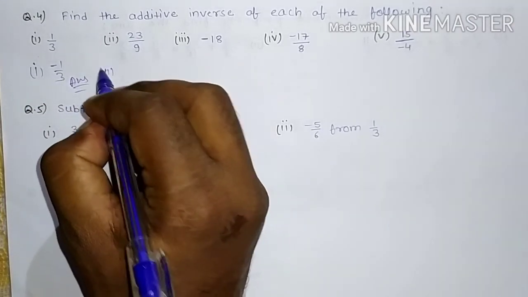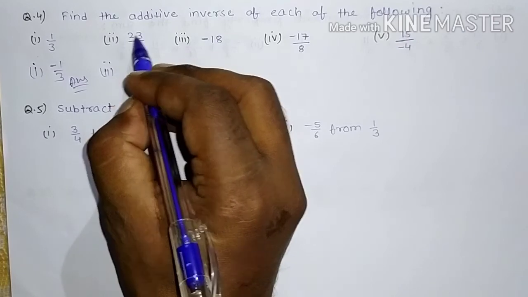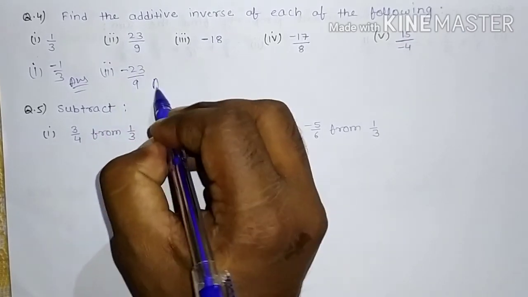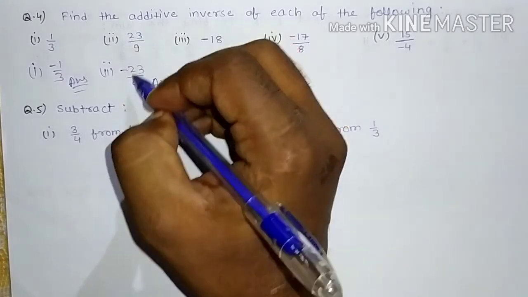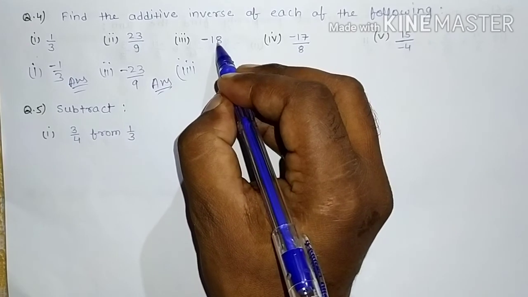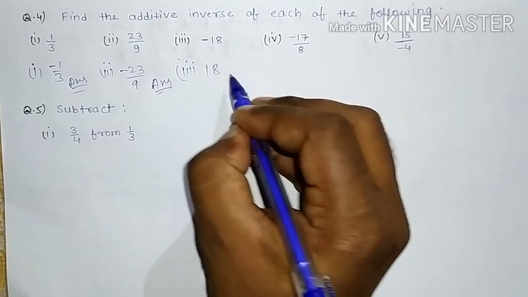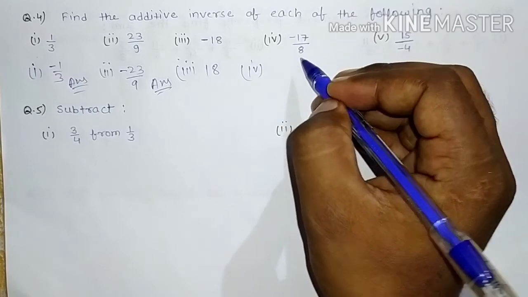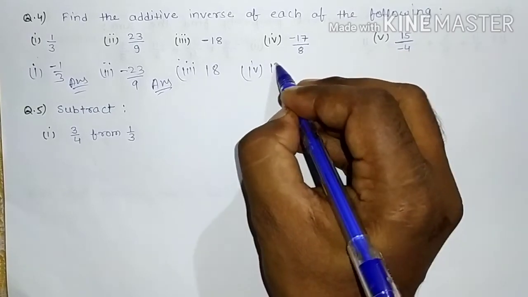Now the second question. Here plus 23 upon 9, so we write minus 23 upon 9. This is the additive inverse of 23 upon 9. Again the third question, minus 18 is written here, so the additive inverse is plus 18. And the fourth question is minus 17 upon 8 written here, so just change the sign, that is plus 17 upon 8.